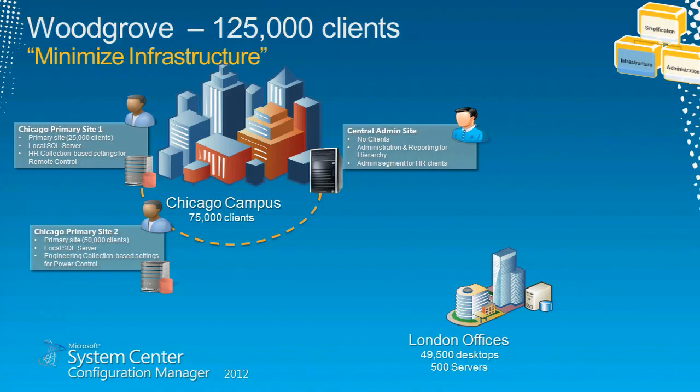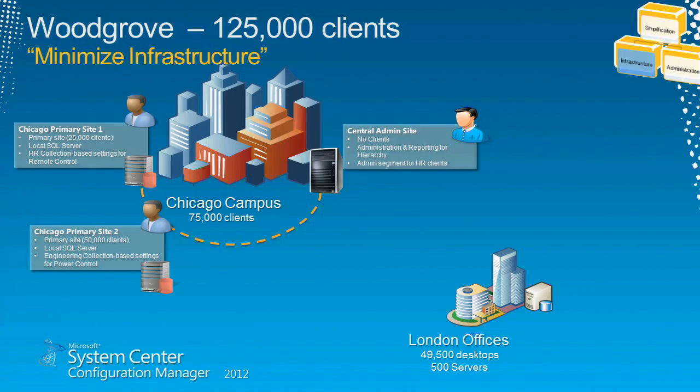It's there for administration and reporting. Then 2 primary sites in Chicago. How you separate them is entirely up to you. In this example, they went ahead and separated them, 25,000 and 50,000, for 75,000 total in Chicago. So there we could get by with a single primary site if we're only doing 75,000 clients in Chicago. That could all be in a single primary site.